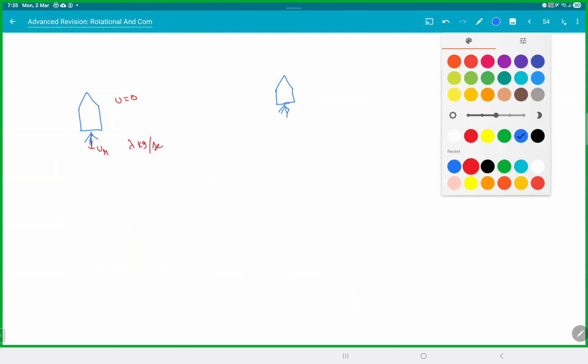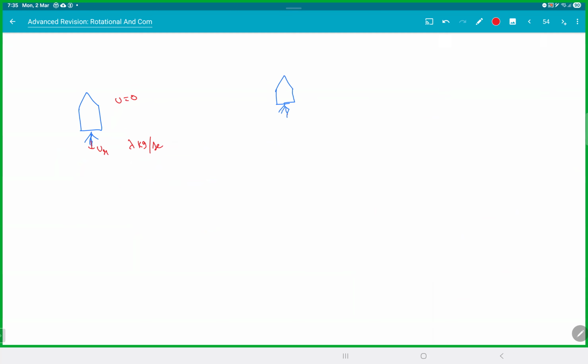So the forces acting on the rocket will be, if the gas is coming out, you get a thrust force in the opposite direction, which is U relative into dm by dt, which is U into lambda. Interestingly, if you notice something, this is constant, because the speed with which you're ejecting gas is constant, and the amount of gas you're ejecting is also constant.